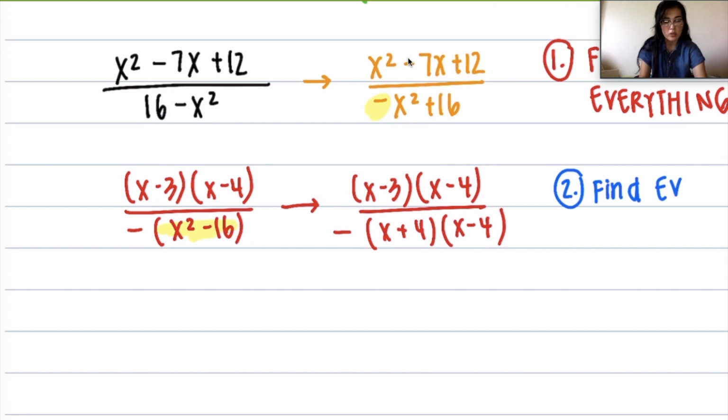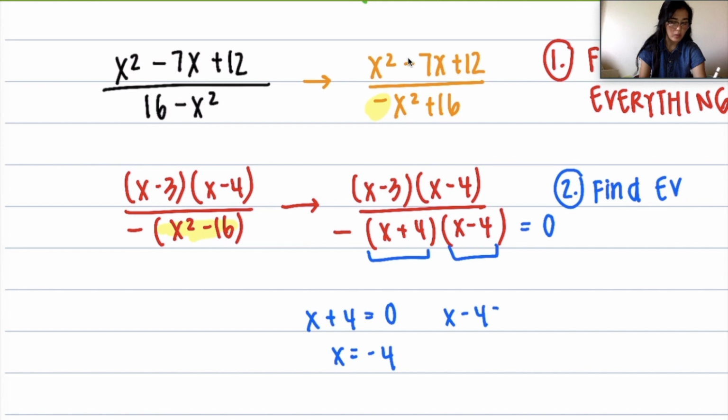So we're going to make sure that our denominator is set equal to 0. We take our factors here and set them equal to 0. So x plus 4 is equal to 0, so x equals negative 4. And then x minus 4 is equal to 0, so x is equal to 4. Those are the excluded values of the problem.